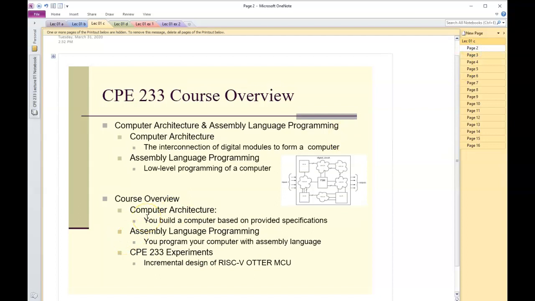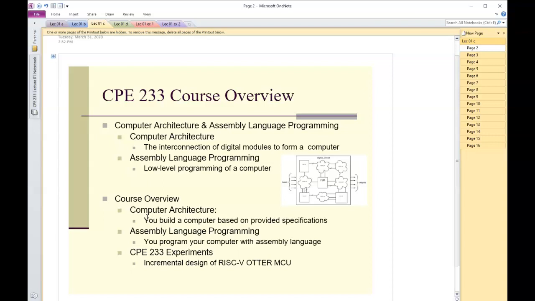Okay, so the course title is Computer Architecture and Assembly Language Programming. Essentially, computer architecture is the study of the modules that make up a computer and how they talk with each other. Not a super big deal. You know all these modules already except for memory, and that's today's topic. Also, assembly language programming is low-level programming.